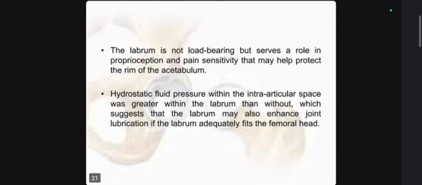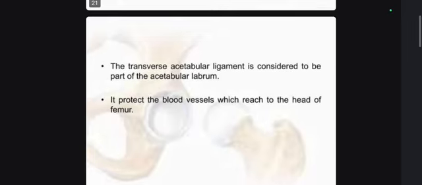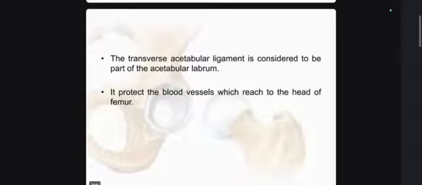The labrum is not load-bearing but serves a role in proprioception and pain sensitivity that may help protect the rim of the acetabulum. Hydrostatic fluid pressure within the intra-articular space was found to be greater within the labrum, which suggests that the labrum may also enhance joint lubrication if the labrum adequately fits the femoral head. The transverse acetabular ligament is considered to be a part of the acetabular labrum. It protects the blood vessels which reach the head of the femur.